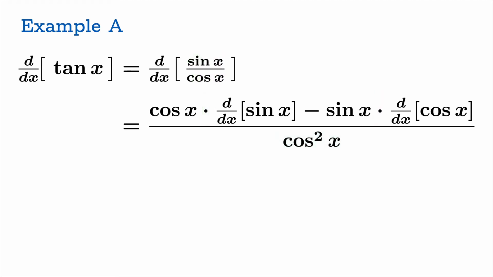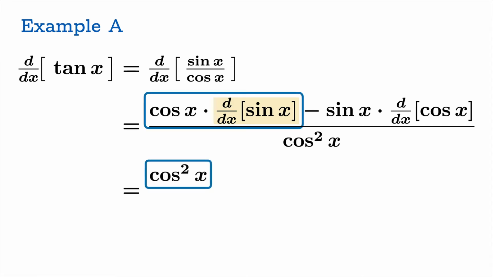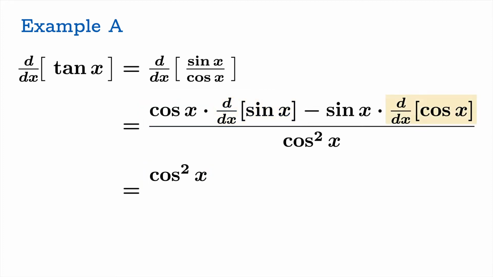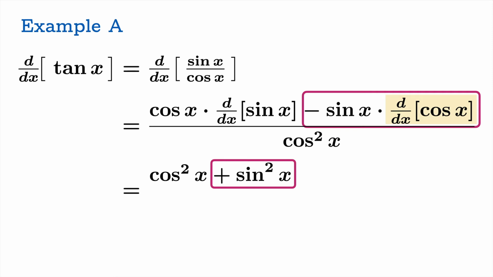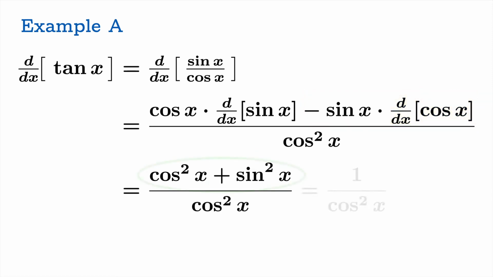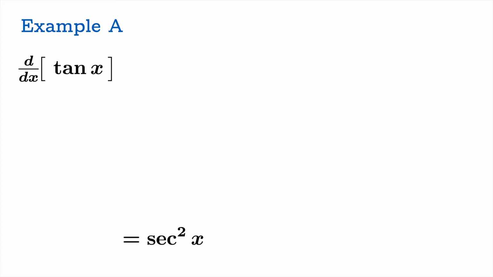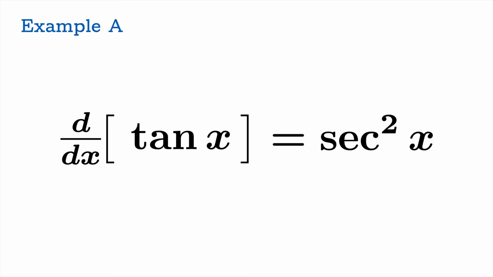Now we need to just simplify this, and we'll notice that the derivative of sine is cosine, so this expression just becomes cosine squared. And the derivative of cosine is negative sine, so actually this whole expression then becomes negative sine quantity squared, which is positive sine squared. So we'll add sine squared all over cosine squared. And the numerator, of course, adds up to 1. Cosine squared plus sine squared equals 1. So here we are, 1 over cosine squared, otherwise known as secant squared. And that's an important formula. The derivative of the tangent function is secant squared.